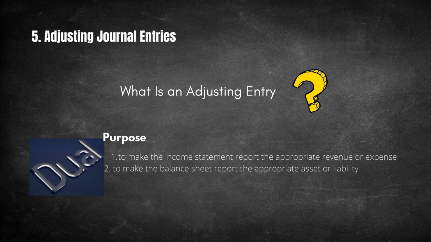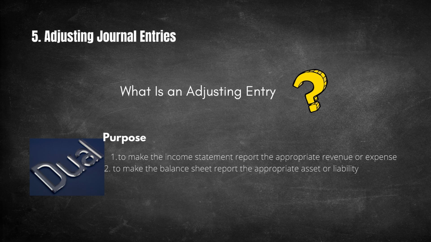Now, let's go to step 5, which is adjusting journal entries. Adjusting entries reflect economic activity that has taken place but has not yet been recorded, either because it is more convenient to wait until the end of the period to record the activity, or because no source document concerning that activity has yet come to the accountant's attention.